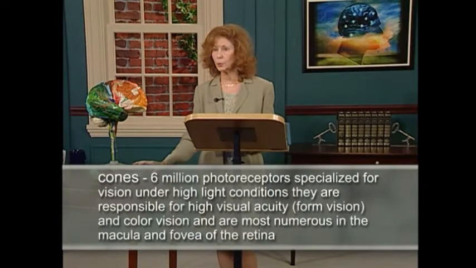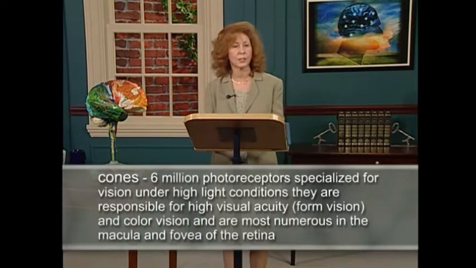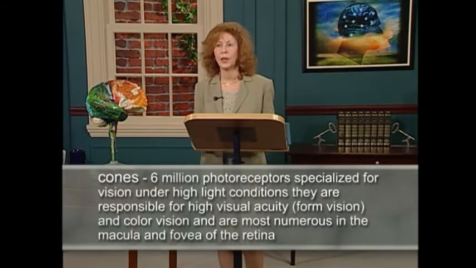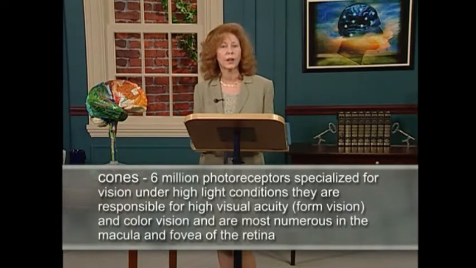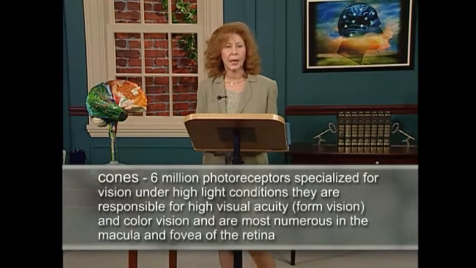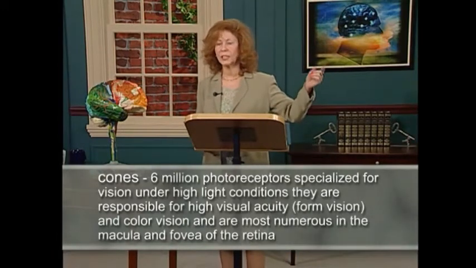The other type of photoreceptor found in the retina are cones. There are 6 million cones, and these are photoreceptors which are actually not very sensitive, but they are involved and responsible for high visual acuity. So they're responsible for color and form vision. And they are why we turn our heads when we want to see something.